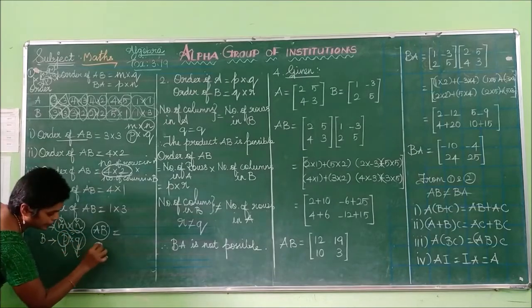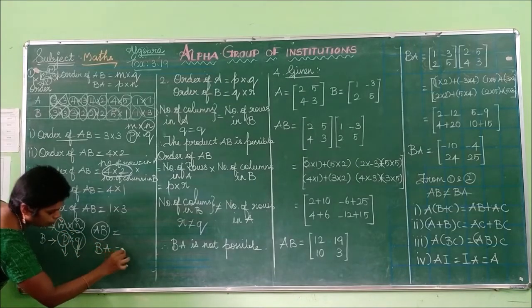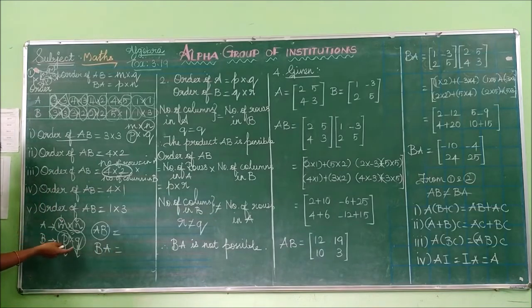For BA, you have to check number of columns in this one. You can take this one as first matrix. Number of columns in the first matrix which is equal to number of rows in the second matrix. So A is here the second matrix. If both are same, you can cross and write P cross N.